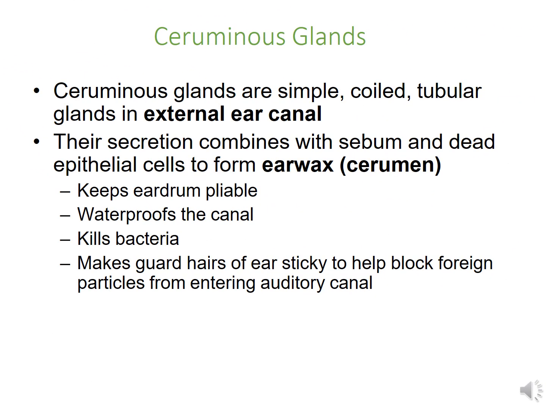Ceruminous glands. Ceruminous glands are simple coiled tubular glands in the external ear canal. Their secretion combines with sebum and dead epithelial cells to form earwax. Cerumen keeps the eardrum pliable, waterproofs the canal, kills bacteria, and makes the guard hairs of the ear sticky to help block foreign particles from entering the auditory canal.